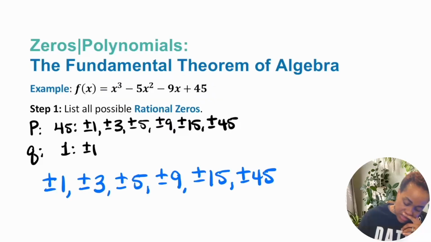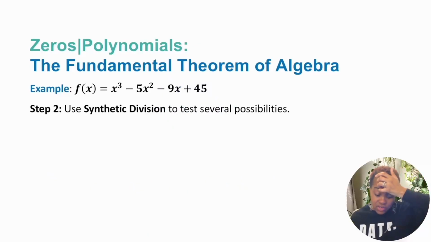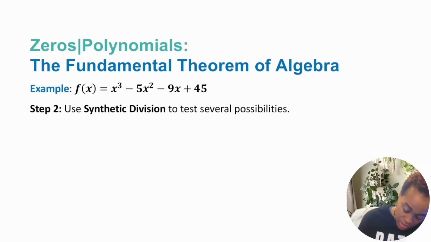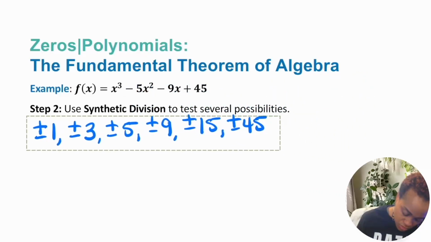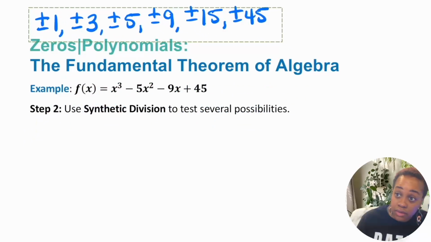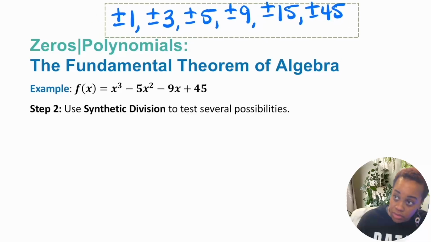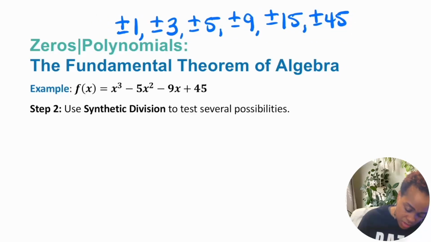I'm going to test 3 because we got 45, we got 9. So I'm like, okay, let's test 3. I'm going to put this right here. Those are our possible zeros, all right? Let me put it right here. Okay. So let's test. We're going to say C is equal to 3.